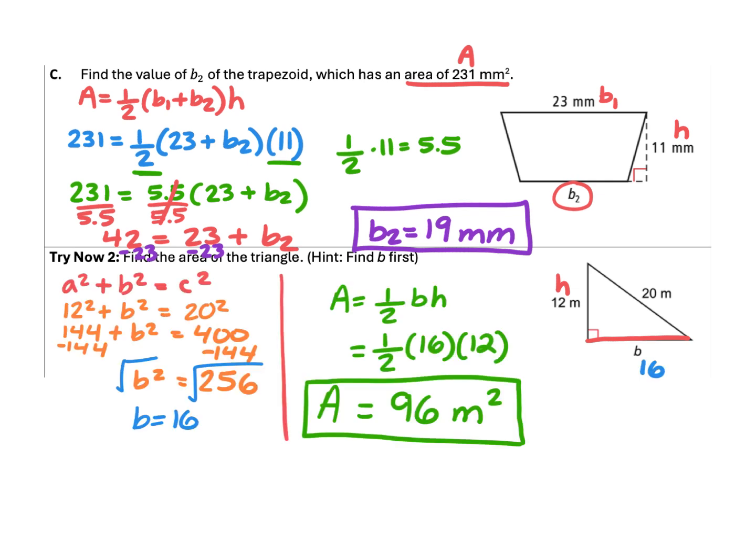All right, here is your solution. The first thing I did was the Pythagorean theorem, and using a squared plus b squared equals c squared, we get the base is 16. Then you have your base and your height, and since it's a triangle, we can use the formula area equals 1/2 base times height. So take half times 16 times 12, and you'll arrive at 96 meters squared.